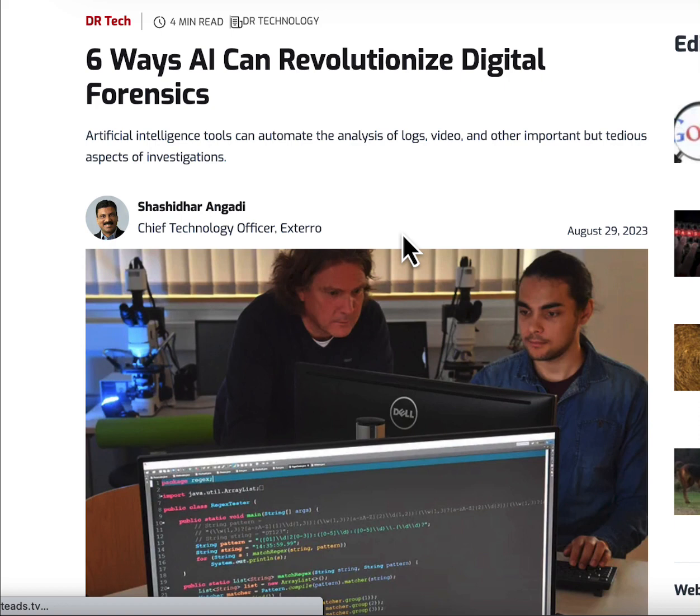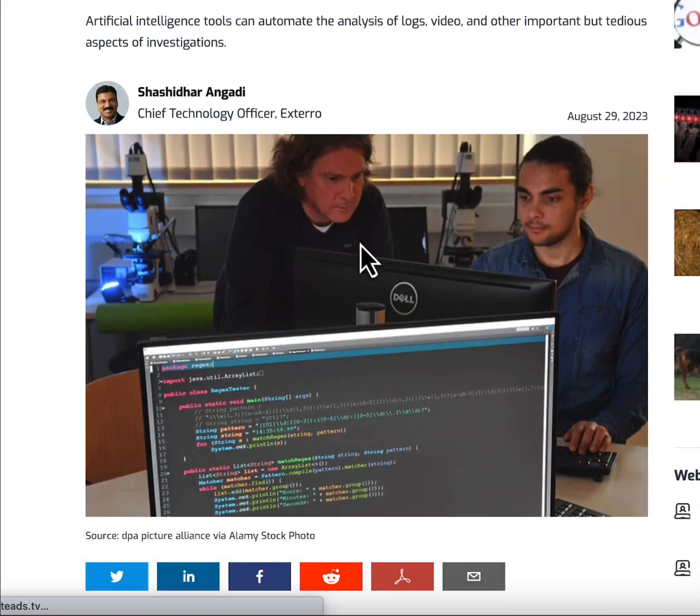But before we get started, we are going to have a little bit of news that I saw today on the InfoSec industry site. One of the things that came up was something we talked about a few weeks ago, when we dealt with forensics as it relates to studying for your CISSP. Well, I came across an article, and it was basically 6 ways AI can revolutionize digital forensics. I just wanted to walk you through that specific article.